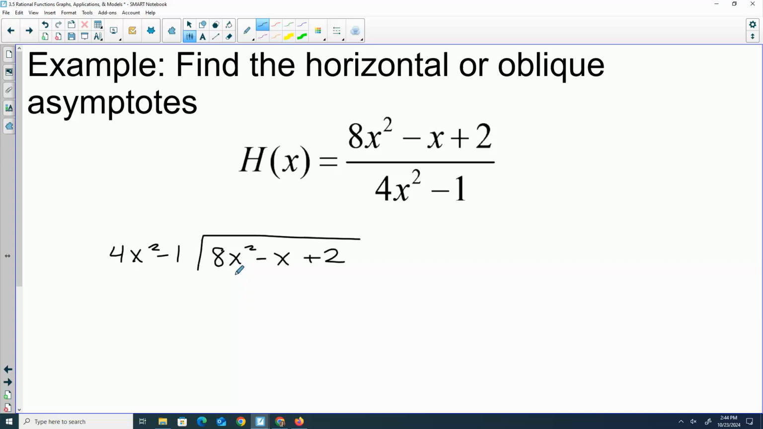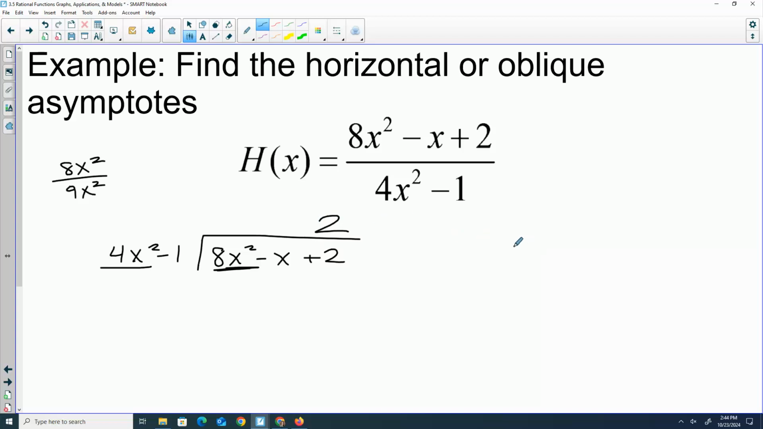All right. If you were to do your division, you do 8x squared divided by 4x squared. What do you get? 2. Okay, there is no need for me to go any further because everything else is just going to give me my remainder. This is my constant.